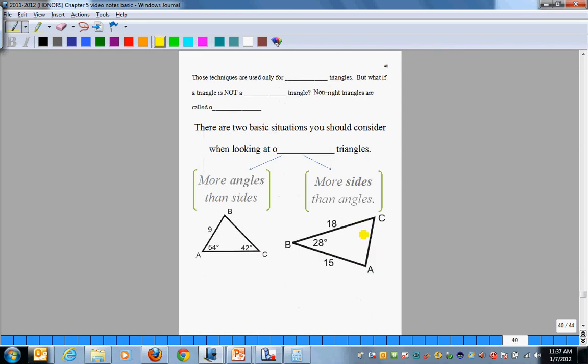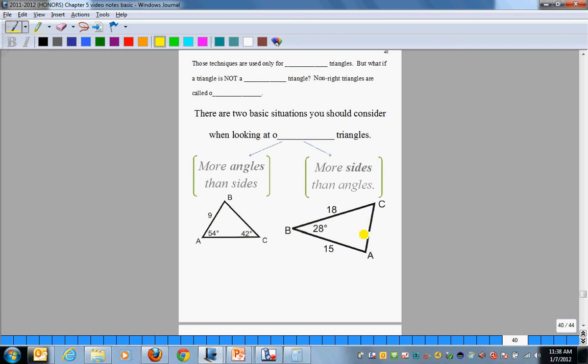Well, not everything in life is a right triangle. The techniques you've been using have only been for right triangles. But what if it is not a right triangle? Triangles that are not right, basically anything else but a right triangle, those are called oblique. Oblique means a non-right triangle. What do you do with oblique triangles? Like obtuse or acute triangles. What do you do with those?